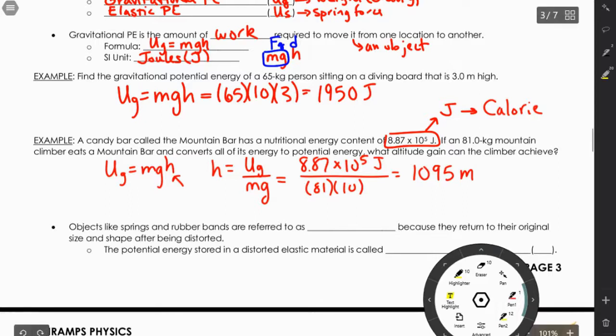If Quest asked you to convert this to miles, you would just say 1 mile is 1,609 meters. I didn't do that calculation on the sheet, but if we do that, it's 1,095 divided by 1,609. It's about 0.68 miles, so just under 3/4 of a mile.